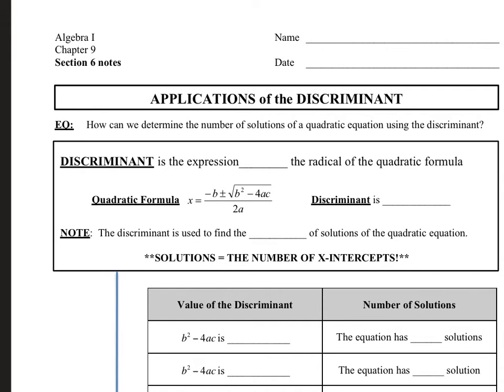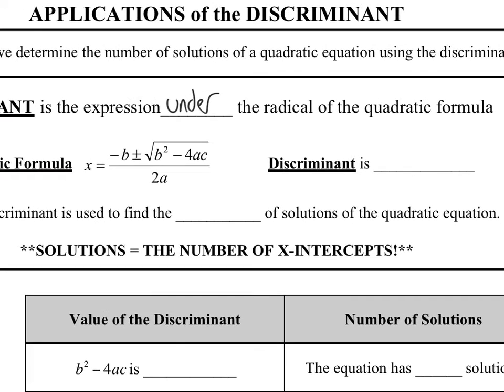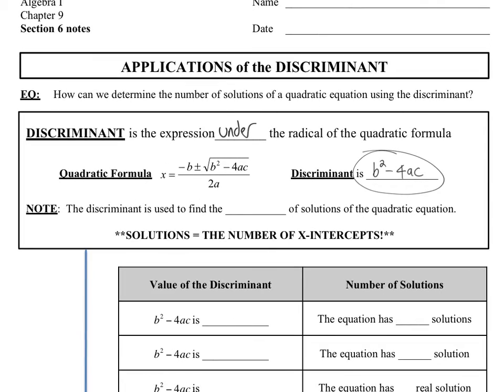So the discriminant is the expression that is under the radical of the quadratic formula. So what's under the radical here? Well, you can see it's going to be b squared minus 4ac. And so when we're calculating the discriminant, we're literally only calculating b squared minus 4ac. We don't do a square root. We don't do the rest of the formula. We literally just calculate b squared minus 4ac, and depending on what that number is, if it's positive, negative, or zero, it's going to be a different type of solution, okay?